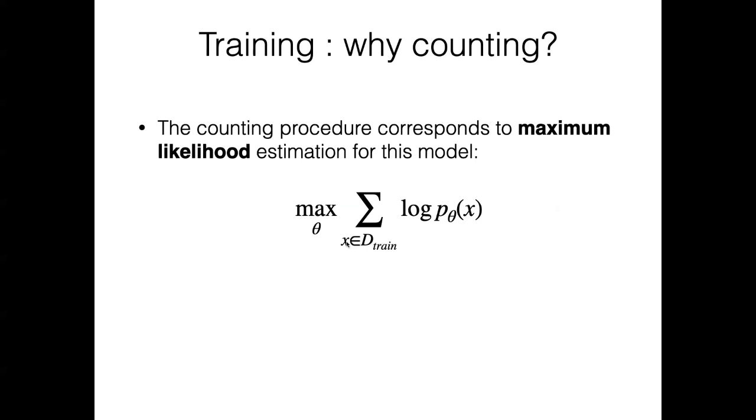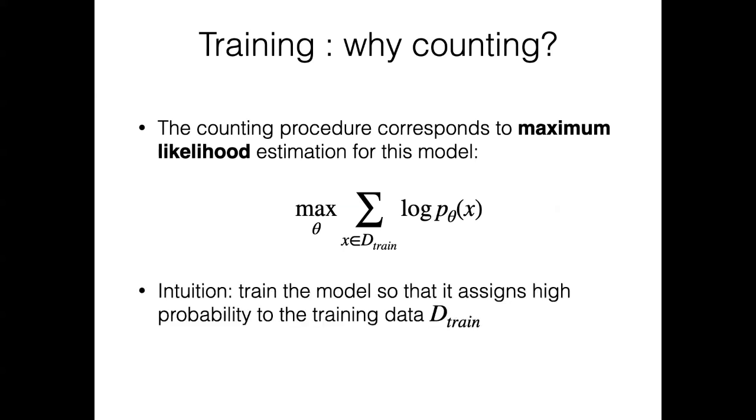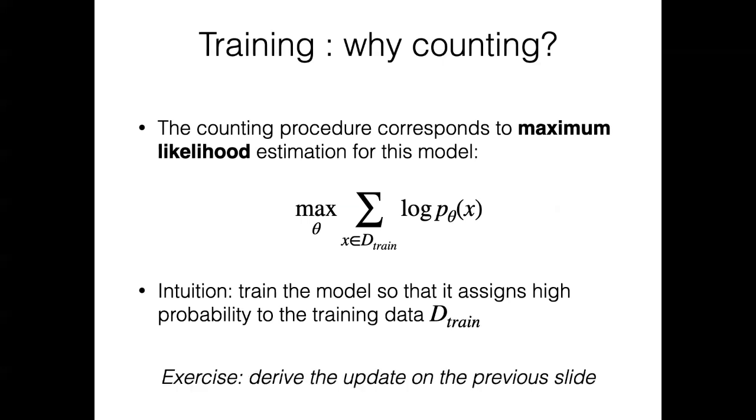It's saying, okay, for each sequence in my training data set, I want the model to assign a high probability to that sequence. And then you take the log. I'll talk about that later, but basically for numerical reasons. So you want to train the model so that it assigns high probability to the training data. So, a fairly intuitive idea. And this is called maximum likelihood estimation.